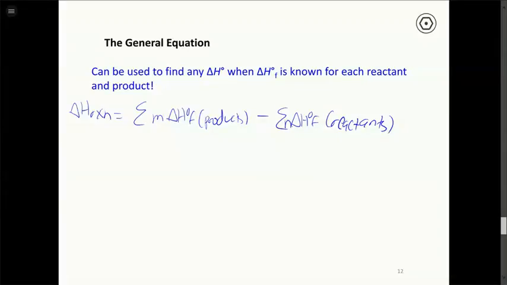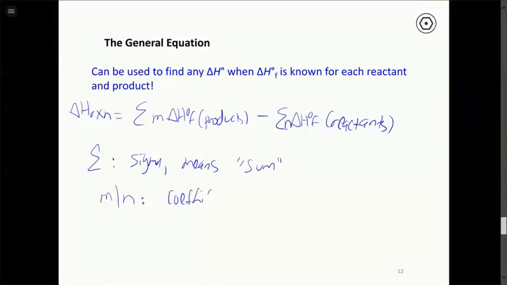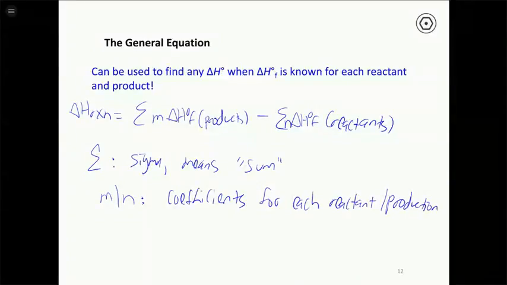So just to remind ourselves what some of these terms mean, this Greek letter here is a sigma, which means you sum them up. And then these M and N that I have here in generic form, these are the coefficients for each reactant and product. Okay, because the formation enthalpy refers to the formation of 1 mole of that compound. So if we want to use it in calculating enthalpy of reaction, if there's something other than 1 mole of that compound, we have to adjust its formation enthalpy accordingly by multiplying it by the correct coefficient for the balanced reaction.